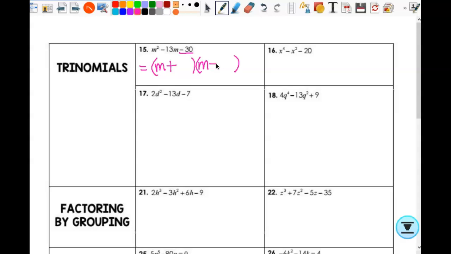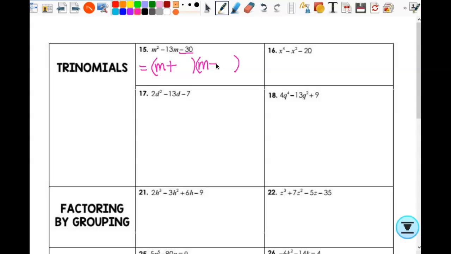Is 3 times 10 30? Yes, and 3 plus 10 is 13, right? Are those my numbers? No, because they're going to end up being subtracted, right? So if you're thinking about the signs before you worry about numbers, you won't fall into that trap. You with me? Yes, ma'am.